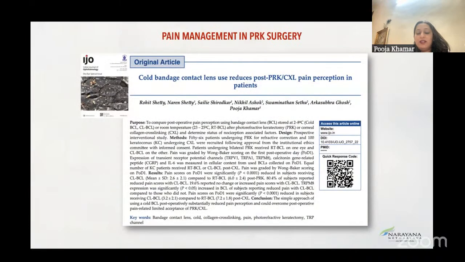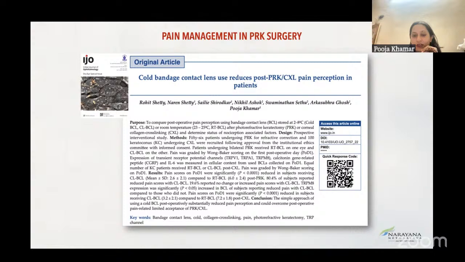For pain, one thing which works very well is anything cold. Your cold BSS before and after surgery works very well. And when you are applying a contact lens for these patients, a cold BCL works very well. When you use cold BSS or cold BCL against normal room temperature BSS or BCL, the pain scores reduce to as minimum as 0 or 2. This works very well for children, especially in cross-linking patients. This is not just for PRK, but for cross-linking also. So this works very well when it comes to doing your trans PRK.